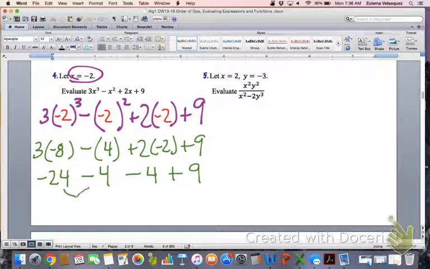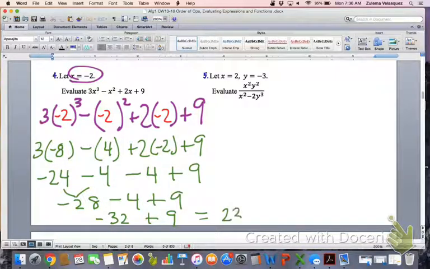So we're going to start with these two. We're at -24 and we go 4 units to the left on the number line. We're at -28. Bring down the -4 plus 9. We're at -28 and we go 4 more to the left. We're at -32, and then we're going to add 9. If we're at negative 32 and go 9 to the right on the number line, we're going to be at -23, still negative. And we are done with that one.